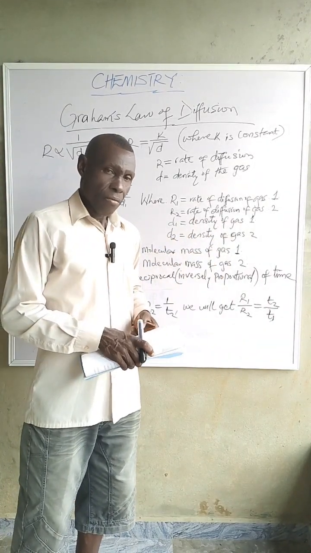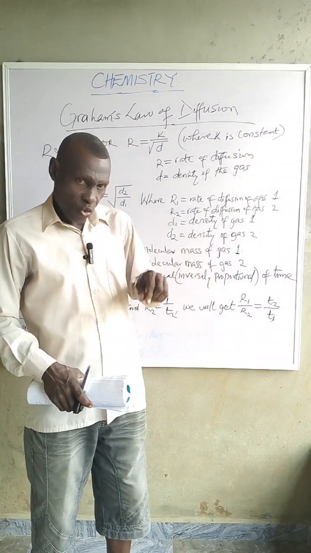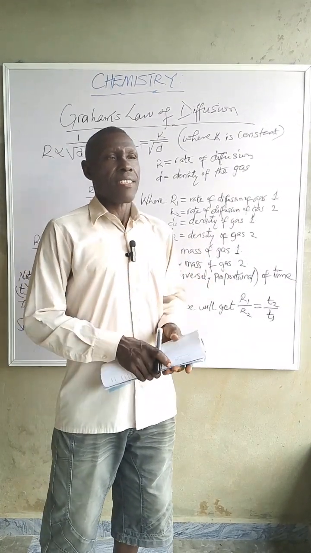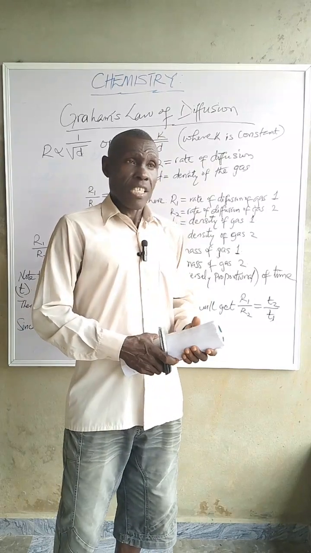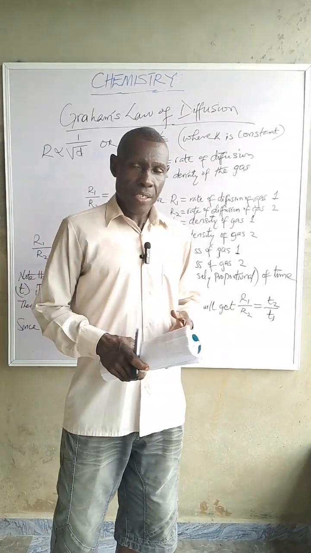So the law is saying that the rate of diffusion of a gas at constant temperature and pressure is inversely proportional to the square root of its density. Because of the time factor, some of you may not be able to comprehend it, but we'll go into the calculations, and you will understand it better.